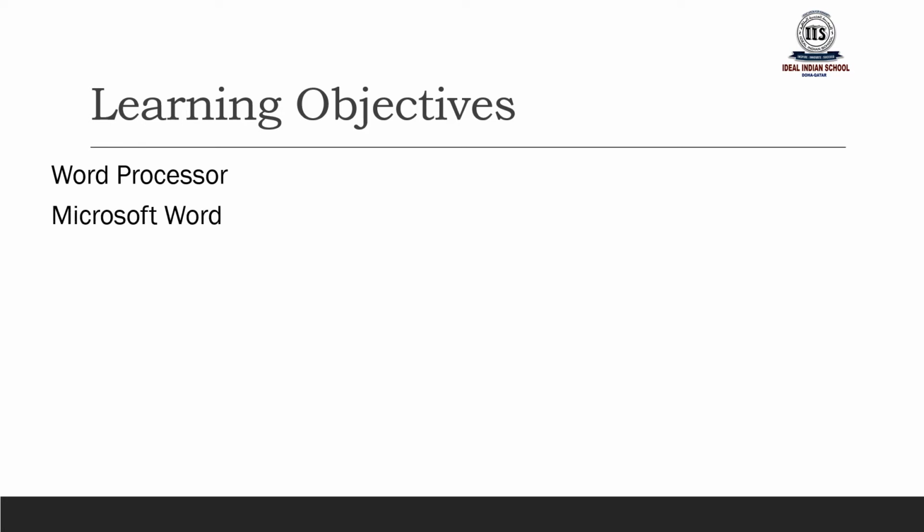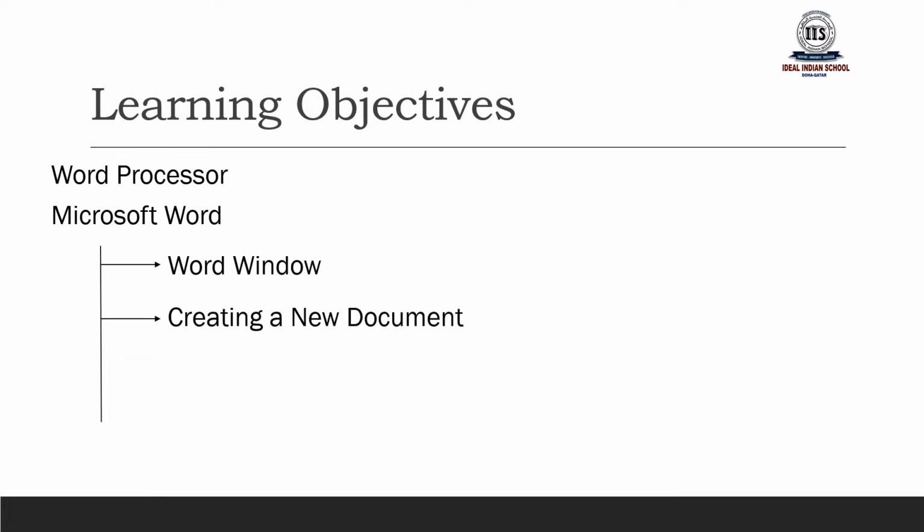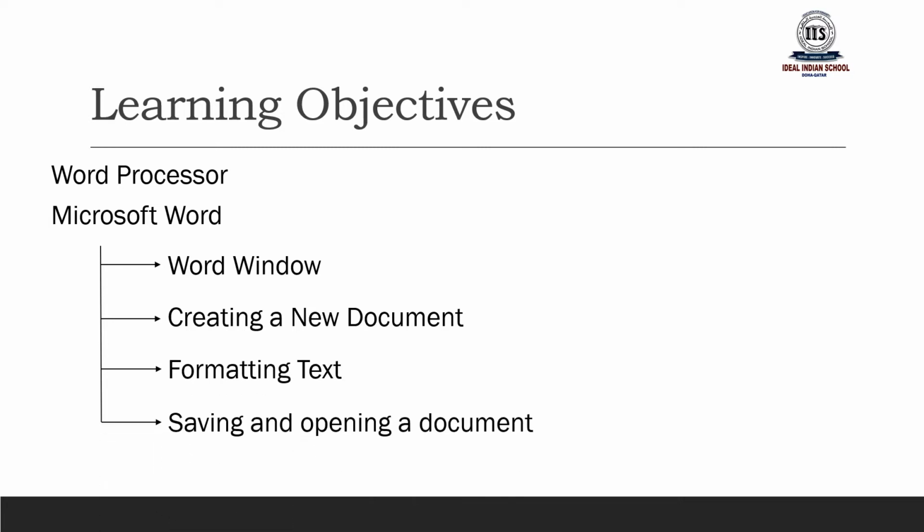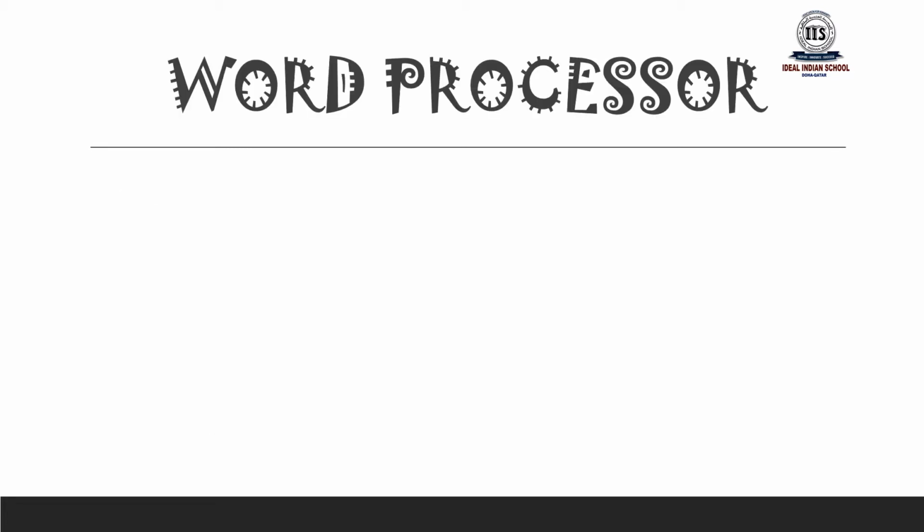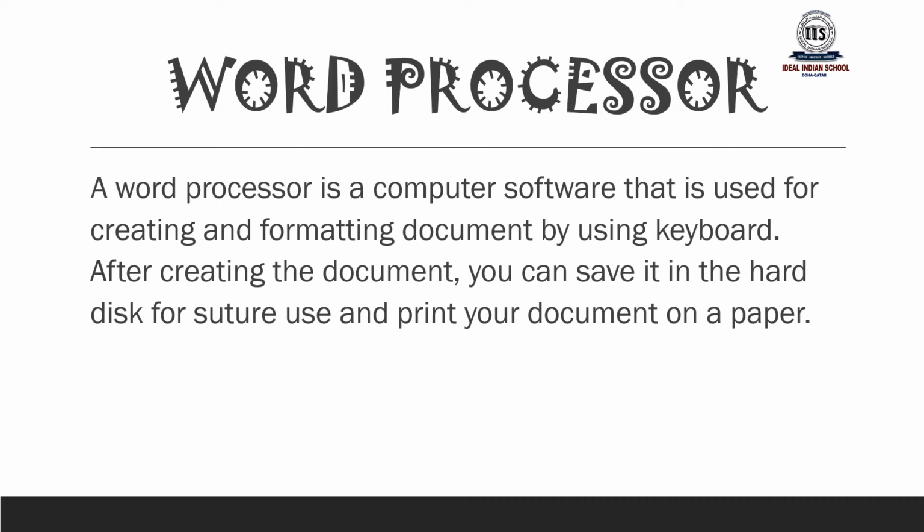You'll be learning in detail about Microsoft Word, Word window, how to create a new document, how to format the text, and how to save and open a document. What is word processor? A word processor is a computer software that is used for creating and formatting document by using keyboard. After creating the document, you can save it in the hard disk for future use and also print your document on a paper.